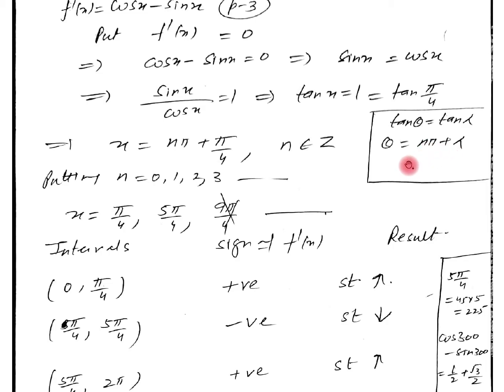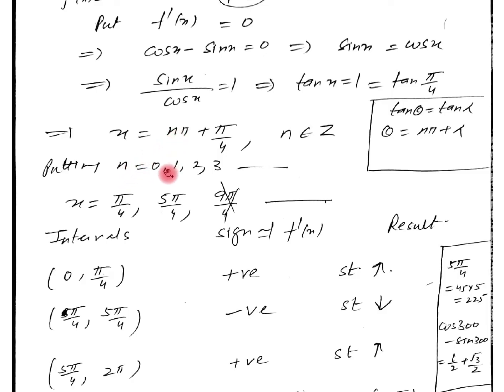Then I am using this result. Therefore this implies x equal to n pi plus alpha. Our alpha is what? Pi by 4. So this implies x equal to n pi plus pi by 4, where again n belongs to Z. Now we will take those values of x, by putting n equal to 0, 1, 2, 3 and so on, which lie in the given interval in the question.